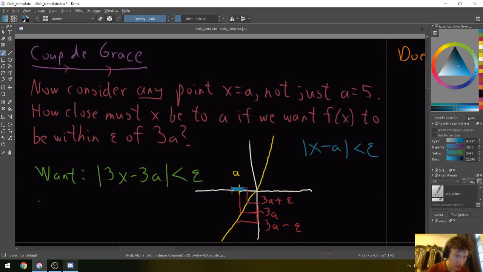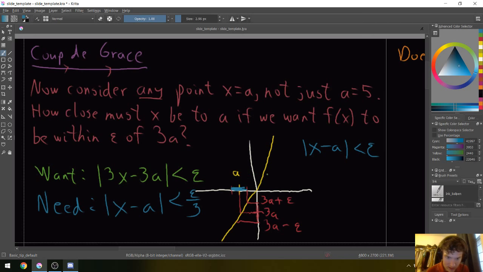Maybe I'll just put a line here for what the question is. So the question is, how close does x have to be to a? X minus a is less than question mark, which would guarantee this. That would be epsilon over 3. Yes, good.